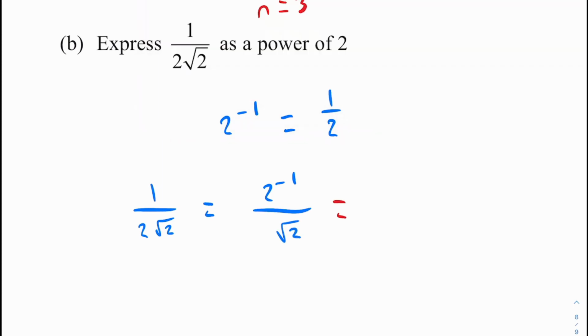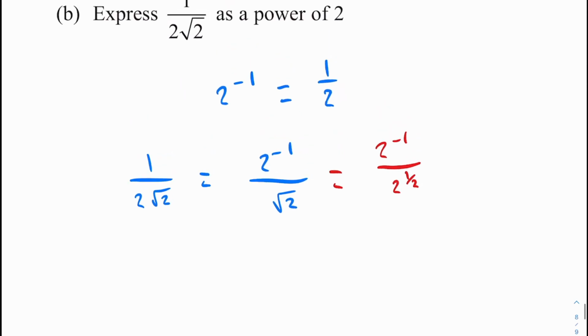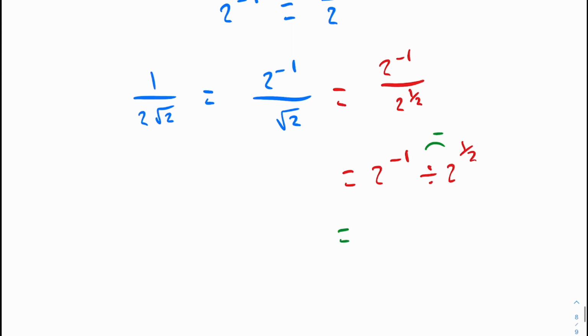And this is equal to 2 to the power of negative 1 divided by 2 to the half. So all we have to do is subtract the powers. So this is now equal to 2 to the power of negative 1, take away 1/2, which equals 2 to the power of negative 3 over 2.